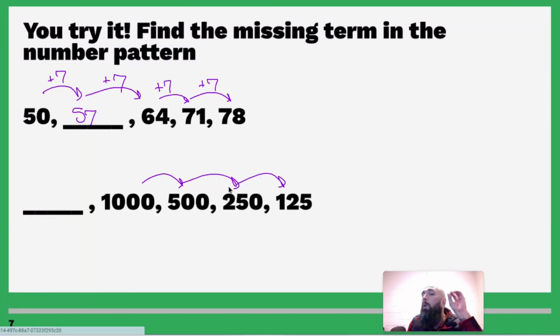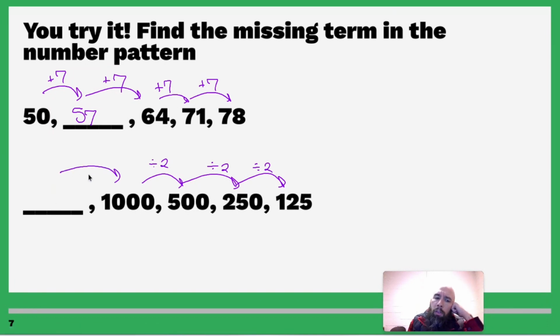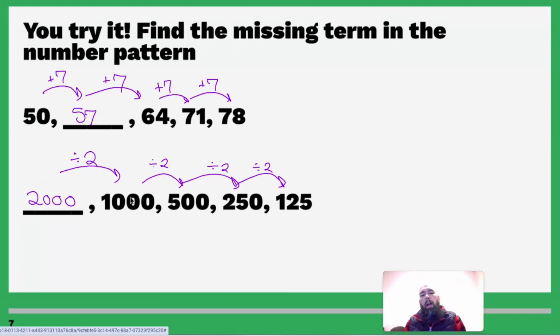Now, last but not least, we go from blank to 1,000 to 500 to 250 to 125. We're not subtracting the same number every single time, which means we must be dividing by the same number. 1,000 divided by 2 is 500. 500 divided by 2 is 250. 250 divided by 2 is 125. That means if going to the right we divide by 2, going to the left we multiply by 2. So 1,000 times 2 is 2,000. So 2,000 divided by 2 is 1,000, and then the rest of it works out swimmingly.